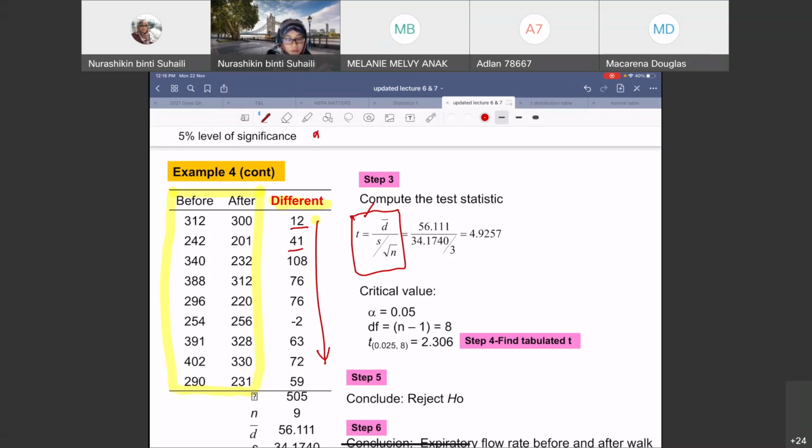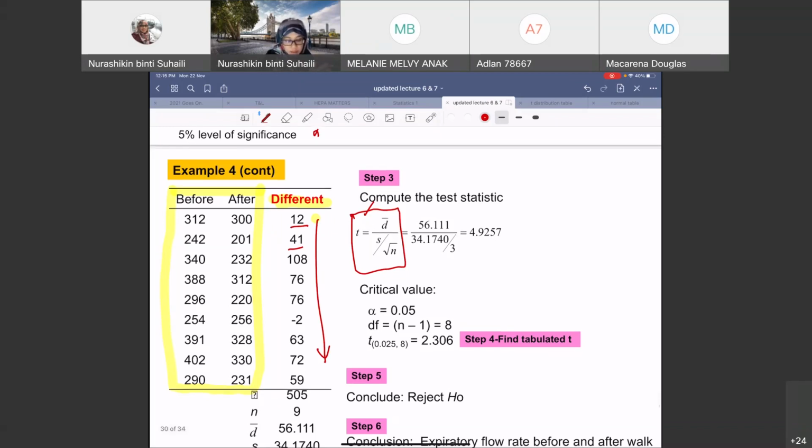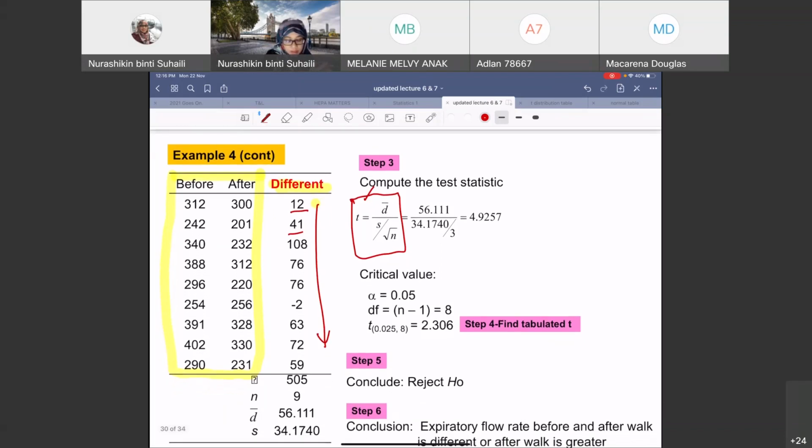Let's say you do before minus after, you got 12. 312 minus 300, so that's 12. In the following data, you also have to follow the same order: 242 minus 201, 340 minus 232, so that you have a consistent format of the symbol. If you did 300 minus 312, you would get minus 12.